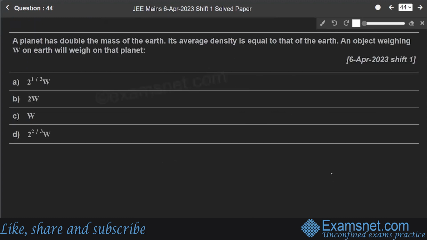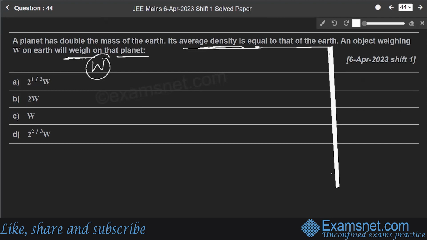Now the next question, question number 44. A planet has double the mass of the Earth. Its average density is equal to that of the Earth. An object weighing W on Earth will weigh what on that planet? So we have to find the weight of the object on that planet. Let us say the planet is P and considering Earth as E. Since the density is the same on the planet as well as on the Earth, so density equals mass over volume.